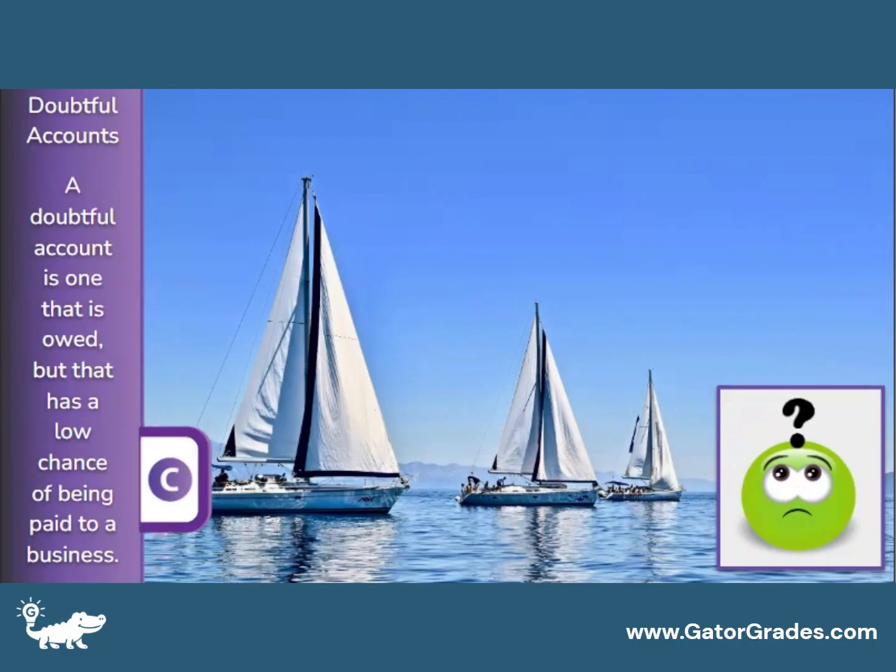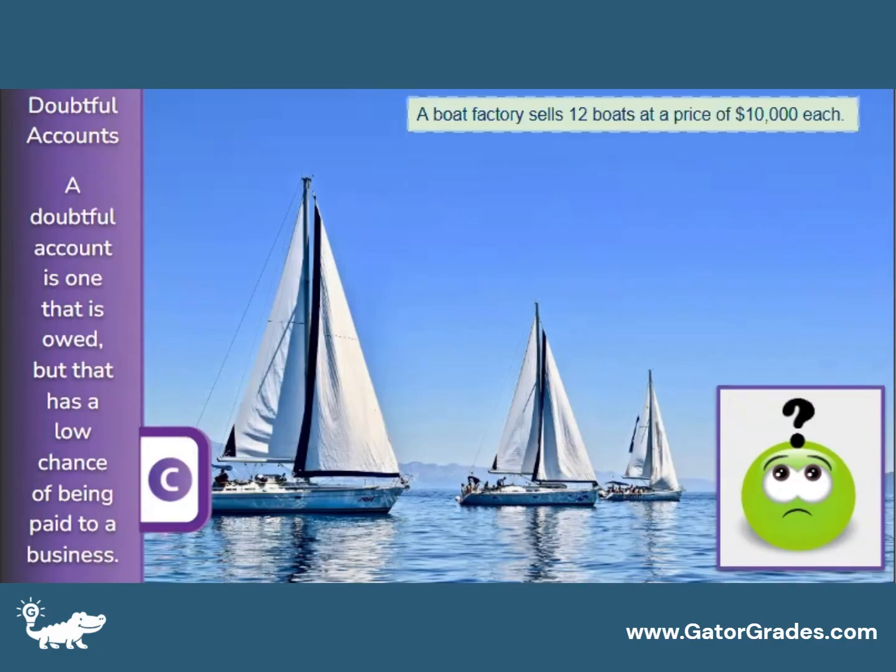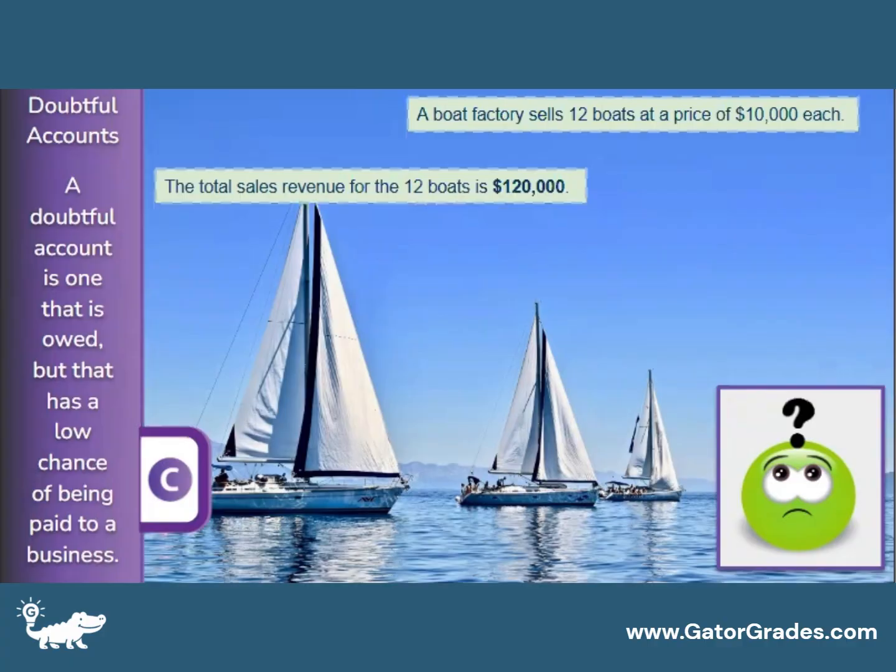Let's discuss another type of liability account, doubtful account. During standard business operations, for a variety of reasons, the business may be owed money that has a low chance of being paid. A doubtful account is one that is owed, but that has a low chance of being paid to a business. An example that includes the use of a doubtful account. A boat factory sells 12 boats at a price of $10,000 each. The total sales revenue for the 12 boats is $120,000. This was computed by multiplying 12 boats times their price of $10,000 each.